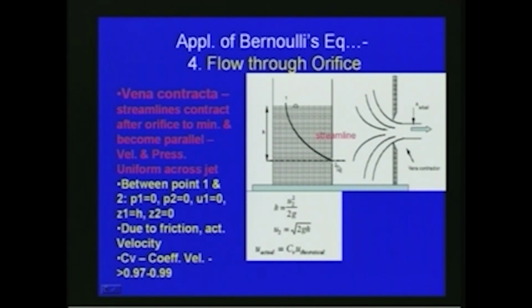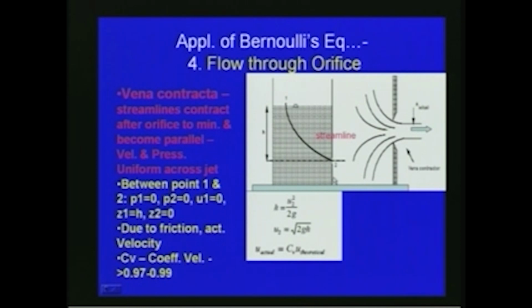So the pressure at location 2 will be 0, and location 1 is an open surface, so the pressure will be 0. So P1 is equal to 0, P2 is equal to 0, and this is the open surface of the tank. So the velocity u1 is equal to 0, and for the datum head, if you consider the center of the orifice as the datum, then z1 is equal to h and z2 is equal to 0. Then we can apply Bernoulli's equation between sections 1 and 2.